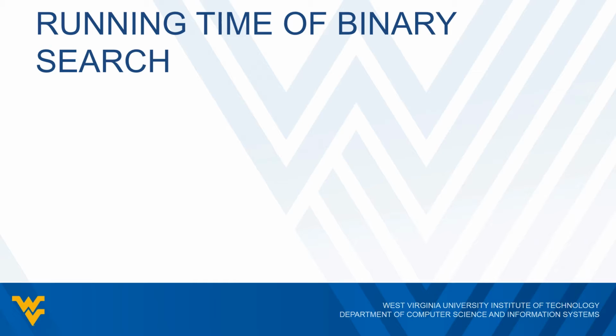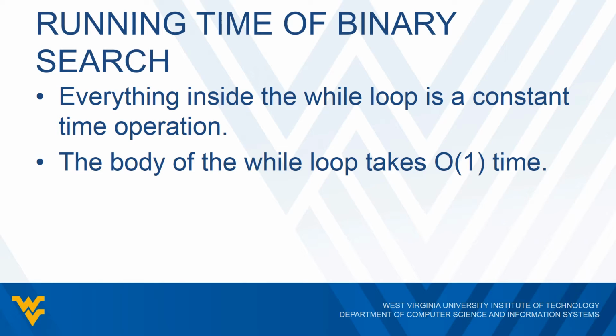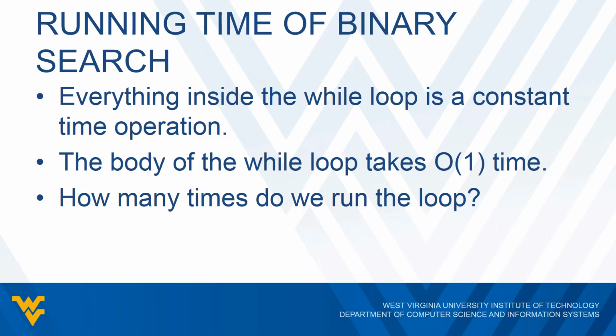So what's the running time of binary search? Well, let's first consider the body of the loop. Everything inside the loop is a constant time operation. We're just doing some assignments and some comparisons. All those are constant time operations, so that means the body of the loop takes O of 1 time. So the question then is how many times do we actually run the loop. That's going to dictate the running time of the algorithm.